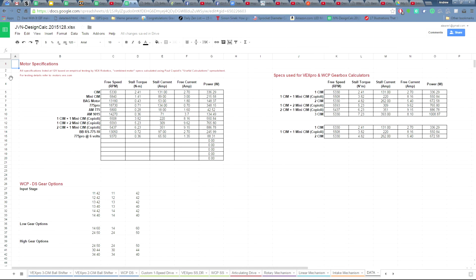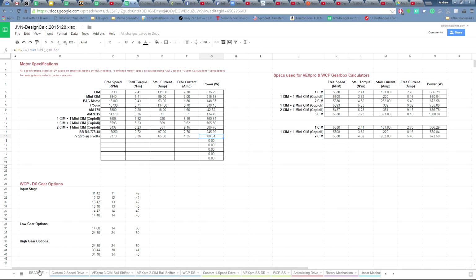And there's the very last tab. It's just the data tab, where the calculator pulls all of its numbers from. You can add your own stuff in there if you'd like. For example, I added in a 775 Pro at 6 volts, and none of these numbers are correct because I just assumed that if you have half the voltage, you'd get half the results. That is not the case. I didn't know motors at that time, and I still have not fixed it. I will get to that. But yeah, this page you really shouldn't mess with.